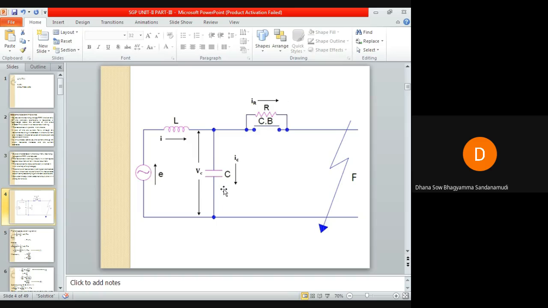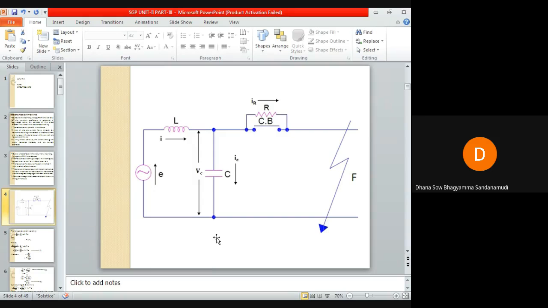We already know from the previous concepts we have discussed that whatever voltage is impressed across the capacitor, when the arc is extinguished, this voltage will be impressed across the circuit breaker contacts after extinguishing of the arc. Now let us derive some equations.